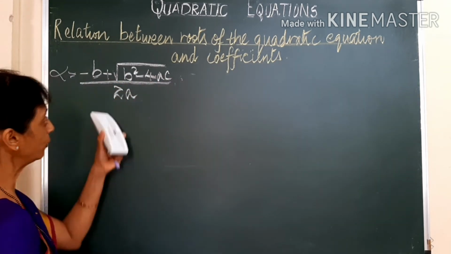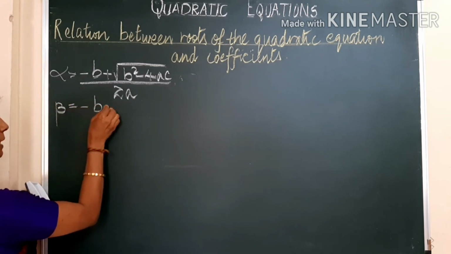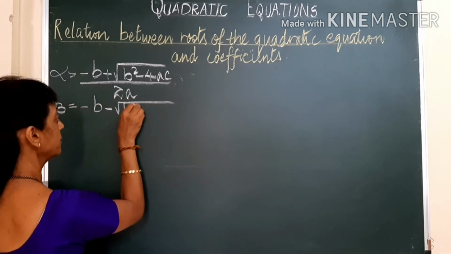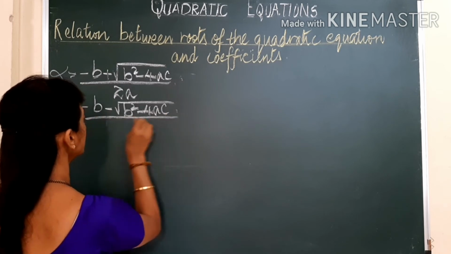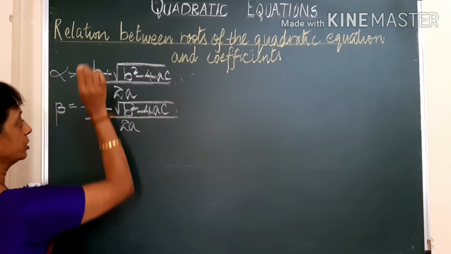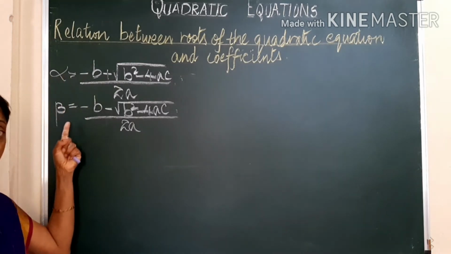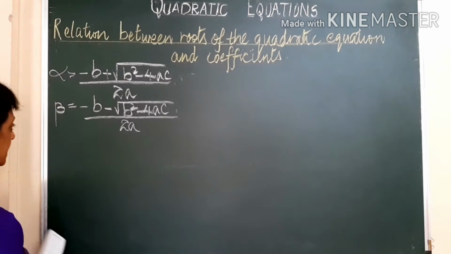Right children? What was beta? Beta was minus b minus root of b square minus 4ac upon 2a. Now, to get the relation, once let's take the sum of alpha and beta, and once let's take the product. So let's continue. The first one, alpha plus beta.